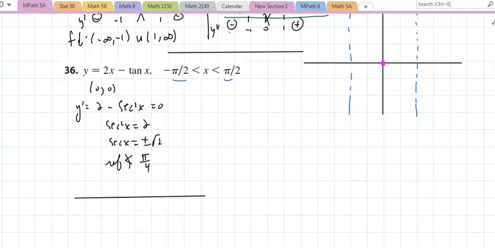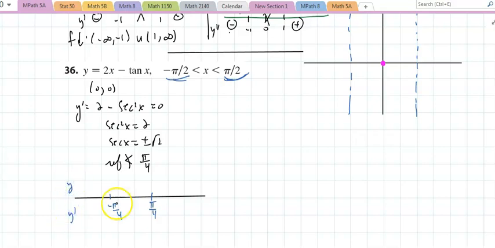They limited the domain, so it should be in quadrant 1. Pi over 4 and 3 pi over 4 is out of that region, and -pi over 4 to the left of that is out of the region. That's the only 2 points I gotta worry about. This is y prime and this is y.